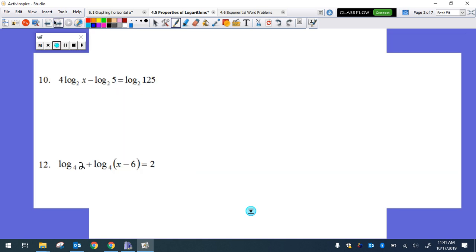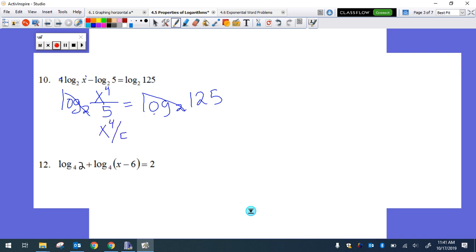All right, let's do some more. This is going to be log base 2. This 4 becomes an exponent, so it's really x to the 4th. The minus is really the same as dividing, and it equals log base 2 of 125. So your log base 2s cancel. So I really have x to the 4th over 5 equals 125. We'd multiply both sides by 5.